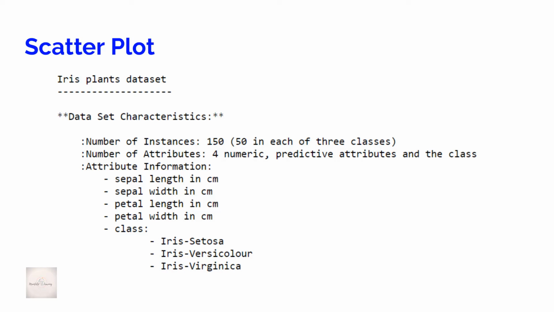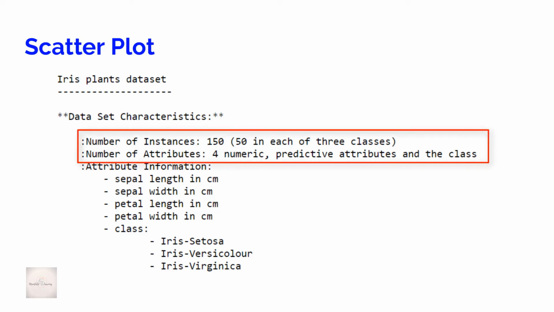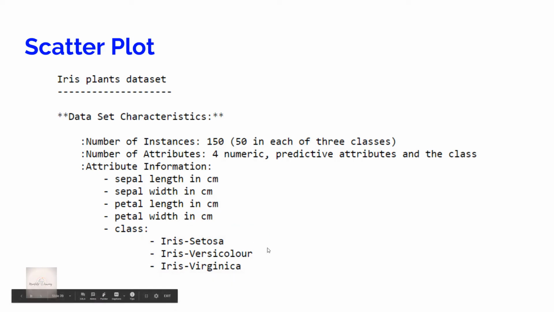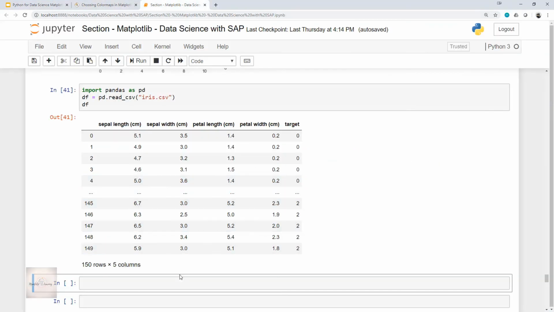Collectively, this dataset has 150 instances, 50 in each of three classes, and 4 numeric attributes: sepal length in centimeters, sepal width, petal length, and petal width in centimeters. Finally, it has 3 classes: Iris setosa, Iris versicolor, and Iris virginica. Now coming back to my Jupyter notebook, this is the data frame we have got here. As I said before, we have 150 instances.